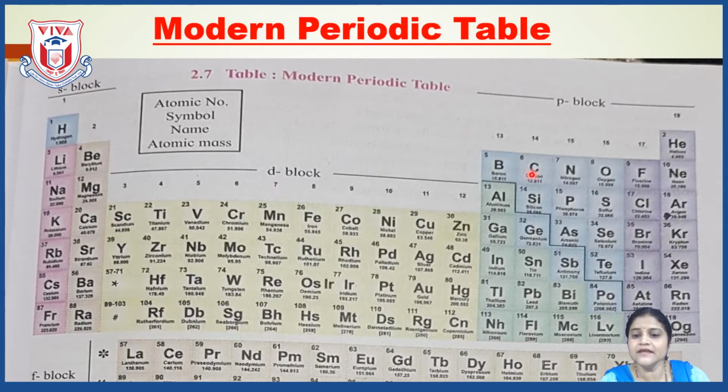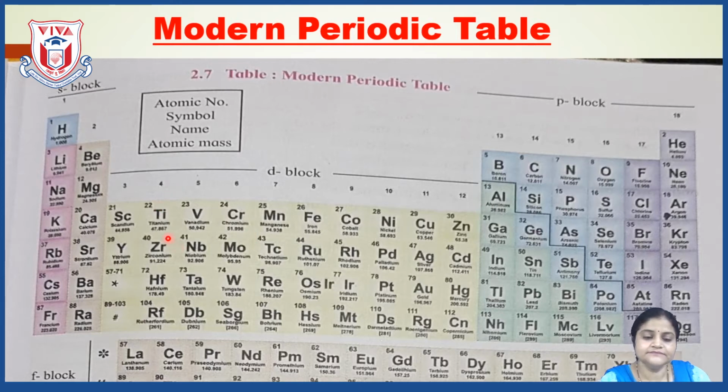Then coming to the right side of the table, that is group number 17. The elements present in group 17 are called halogens. And very important is group number 18, with helium, neon, argon, krypton, which are the noble gases. This group is specially called the zero group. So we have studied the period-wise distribution of elements and the group-wise distribution of elements.